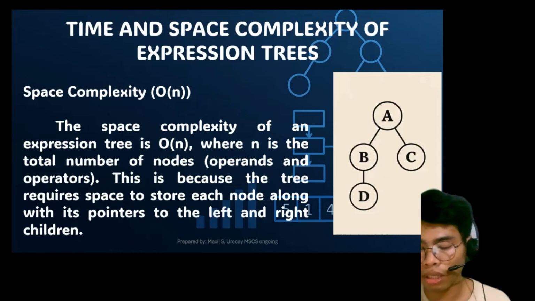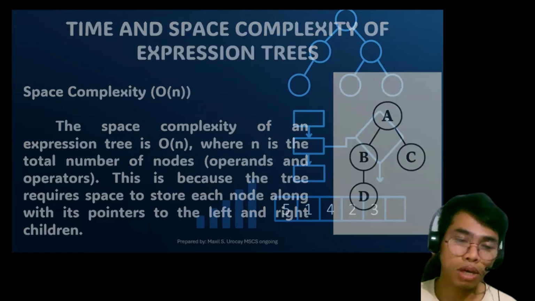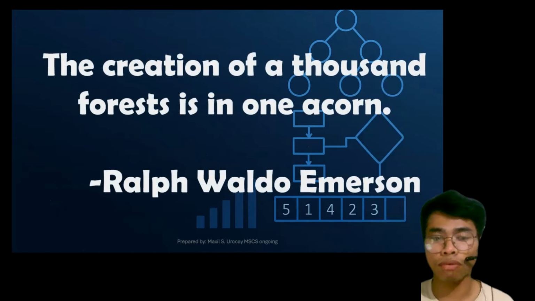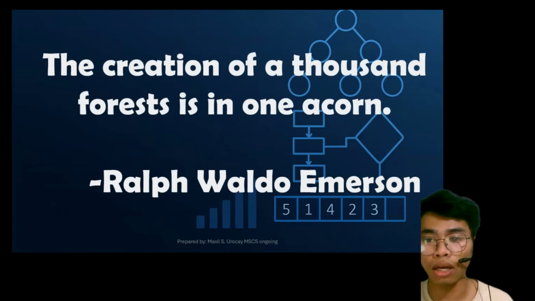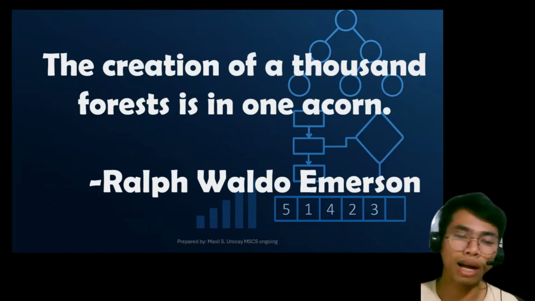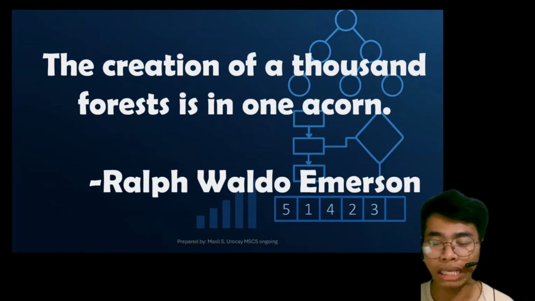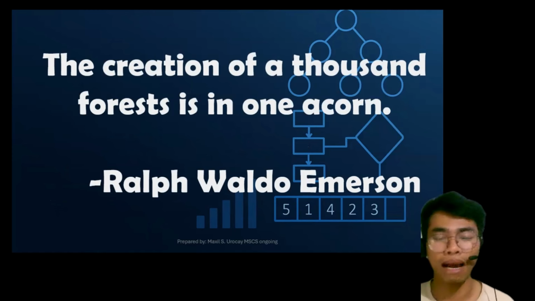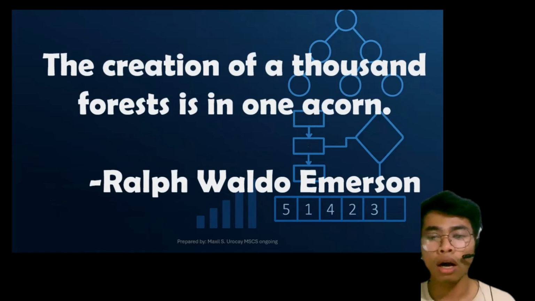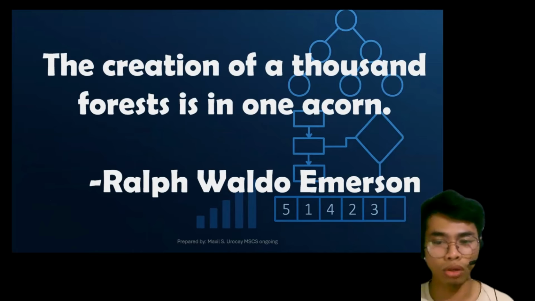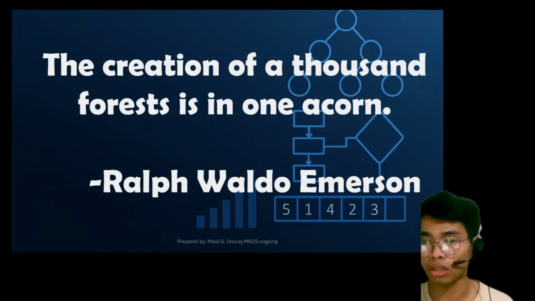So that's the end of our discussion actually. And always make sure to remember that a thousand forests are in one acorn, according to Ralph Waldo Emerson. It means that even in the smallest actions or beginnings, we have the potential to lead to something much larger and more impactful. Just like an acorn, which is small and simple, it can grow into a vast forest over time. So small efforts or humble beginnings can definitely lead to the greatest achievements.